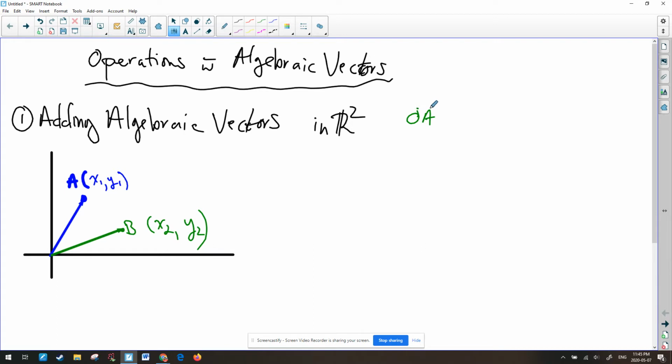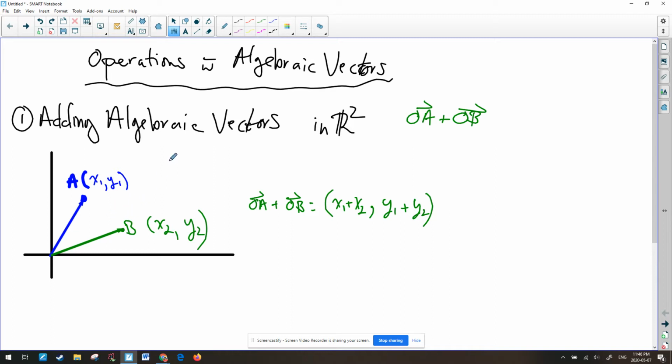Okay. And so if I wanted to add these two vectors, I'm going to say we're going to add vector OA and vector OB. Okay, we're going to add those two. So OA plus OB is going to be equal to, excuse me, back up, x1 plus x2, comma, y1 plus y2, which makes vector addition in algebraic terms dead easy, right?